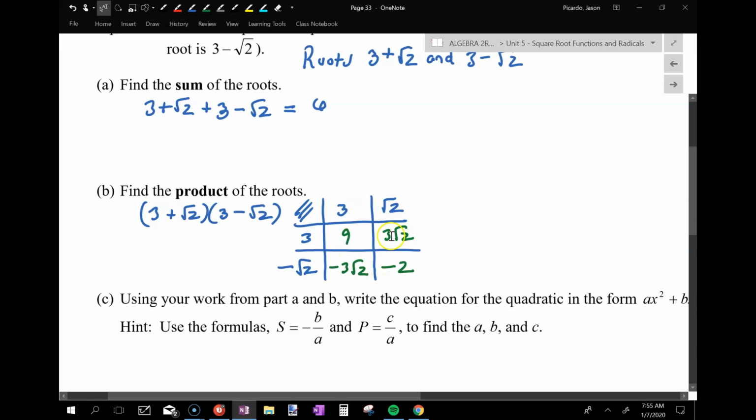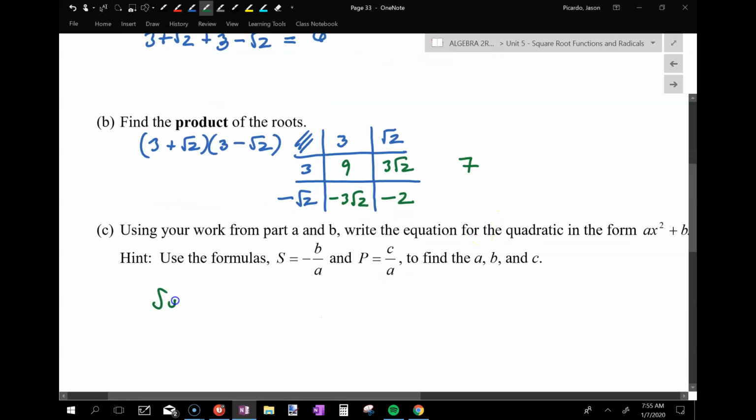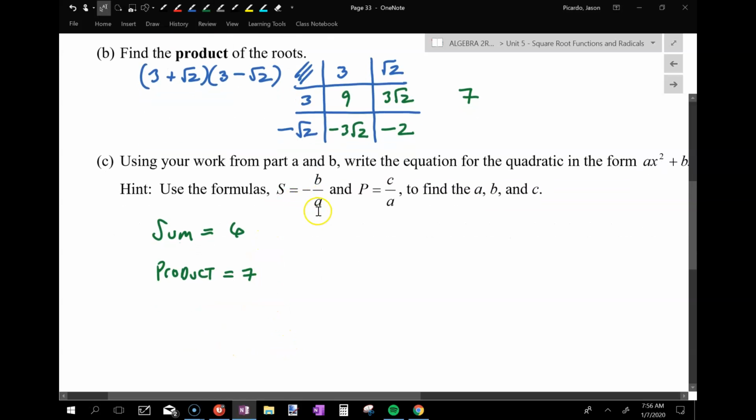Okay, what happens with this piece and this piece? They cancel. 9 minus 2 leaves me with 7. So the sum of the roots is 6. The product of the roots is 7. The formula for sum of the roots is negative b over a. The formula for product of the roots is c over a. Uh-oh, they're not fractions. Now they are.